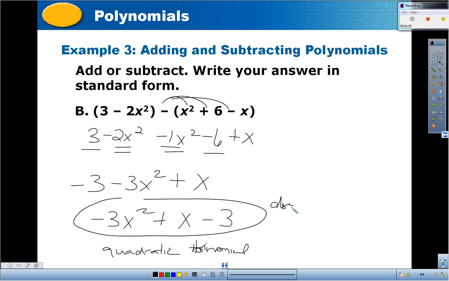This has a degree of 2 and a lead coefficient of negative 3. And that's it for today.